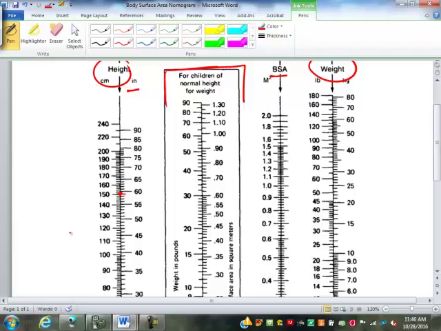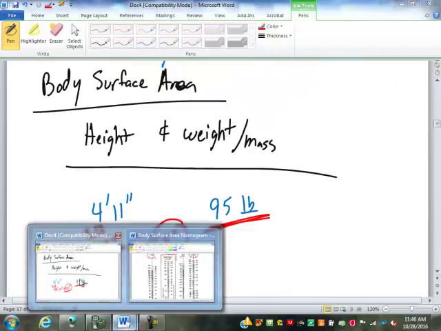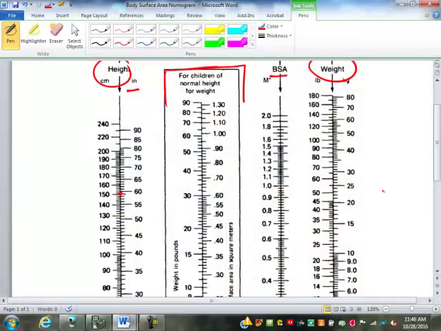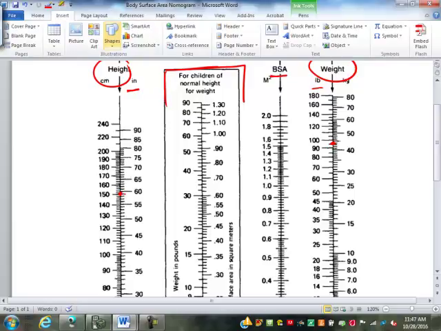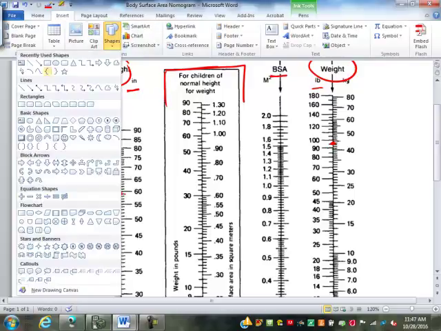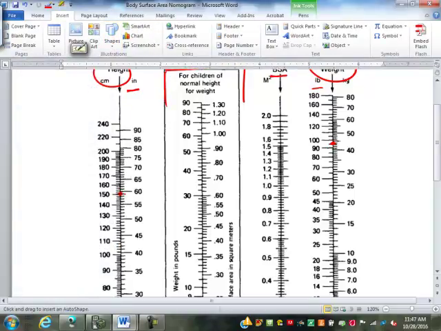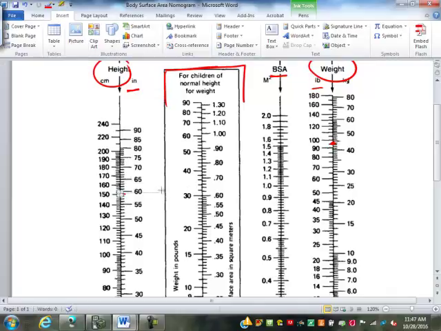And a weight of 95 pounds. So over here, pounds is on this side. 95 is right there. 95 pounds. Now what we have to do is connect those two. So I'm just going to use a line on the computer here to do it.